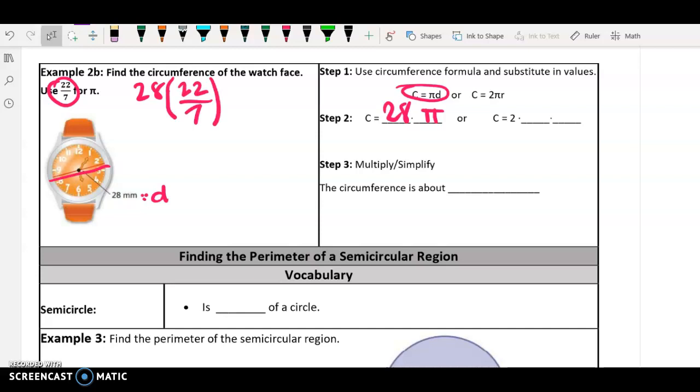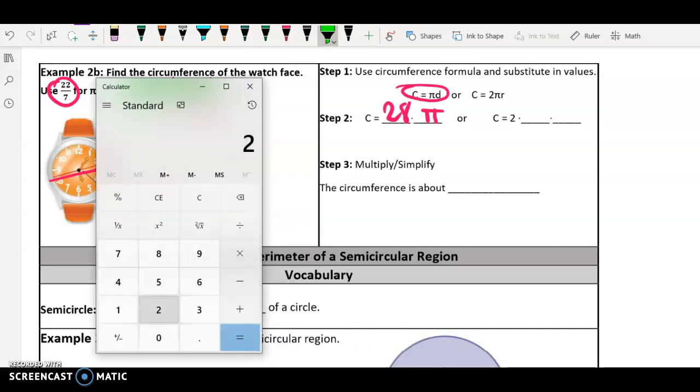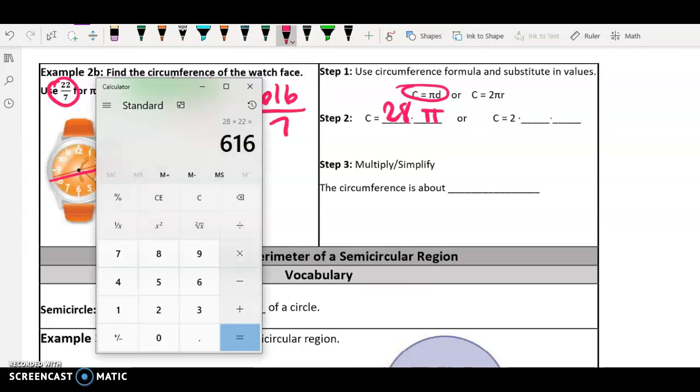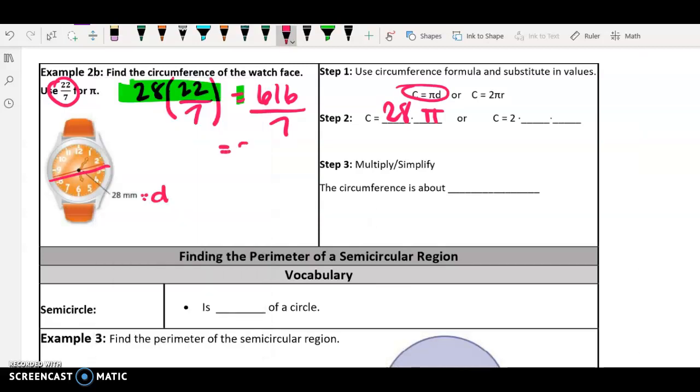Since we're using a fraction, I'm going to put parentheses, and then we just multiply straight across. So we're going to do 28 times 22. I get 616 divided by 7. I get 88. So my circumference is 88 millimeters. Not too difficult.